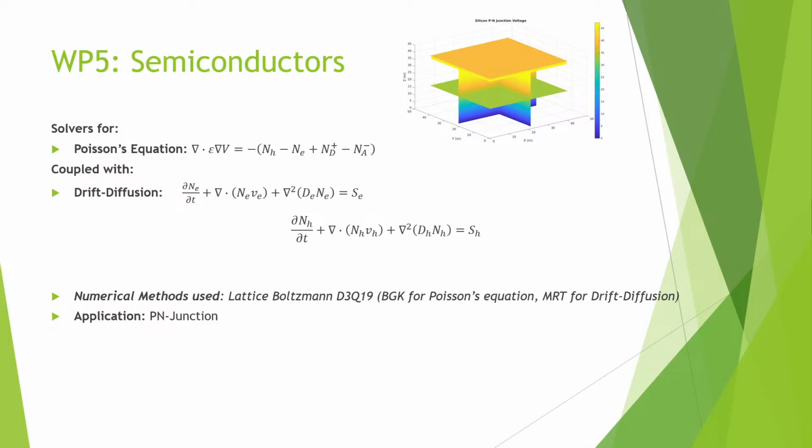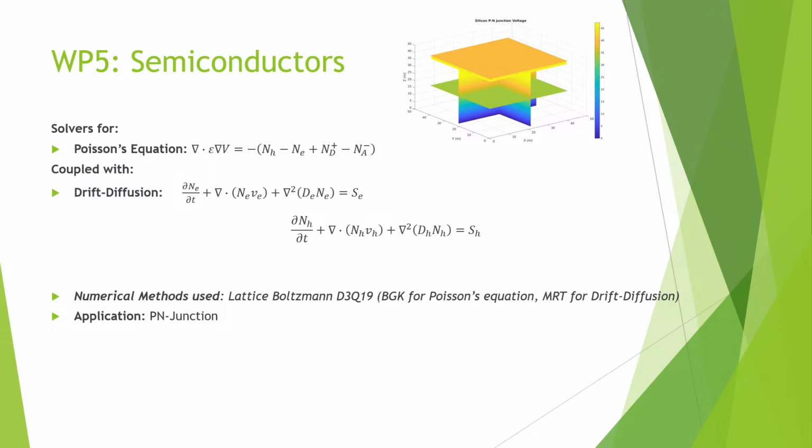Now moving to WP5, the semiconductors, we have basically developed a solver which solves the Poisson equation that includes electron and hole charges as well as donor and acceptor levels. It is also coupled with the drift-diffusion equations for electrons and holes. And within the source terms, Se and Sh, of course, we apply Shockley-Read-Hall recombination and other ionization processes.